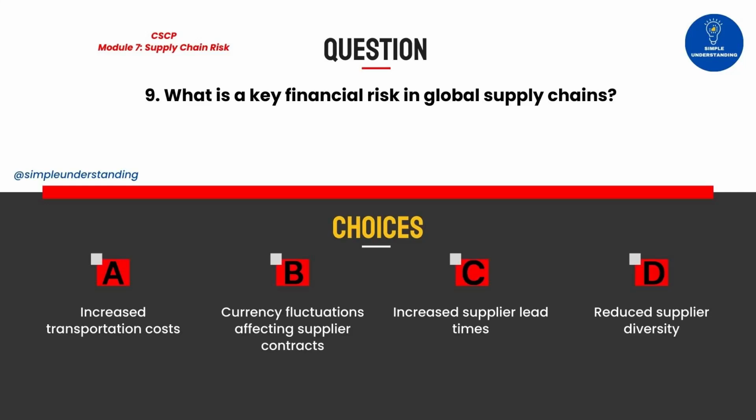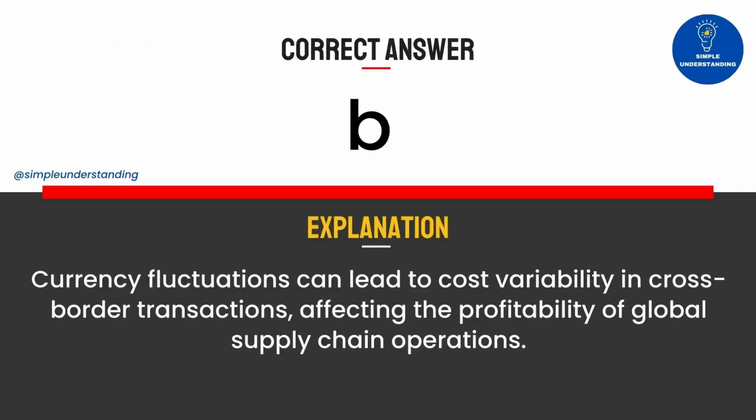9. What is a key financial risk in global supply chains? A. Increased transportation costs. B. Currency fluctuations affecting supplier contracts. C. Increased supplier lead times. D. Reduced supplier diversity. Correct answer B. Explanation. Currency fluctuations can lead to cost variability in cross-border transactions, affecting the profitability of global supply chain operations.